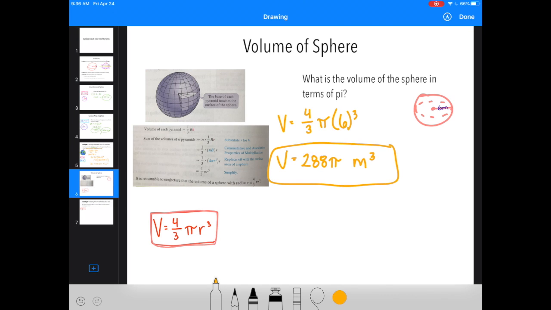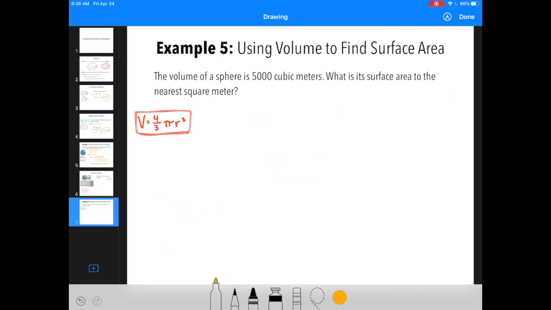Okay. Not too shabby once you go and plug and chug it. But am I asking you to know all this information? Absolutely not. I'm not going to assess you on where this equation comes from. However, I just want you to understand where we're pulling these numbers. All right, last example.